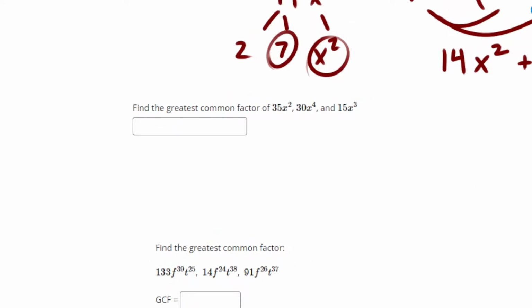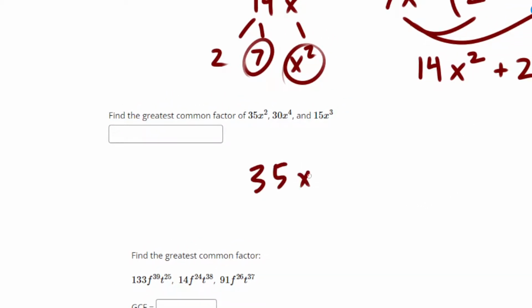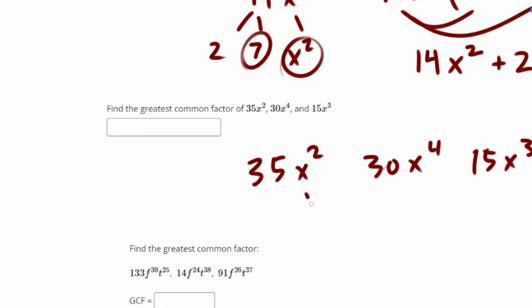Now we're talking about 3. So we have 35x squared and 30x to the fourth and 15x cubed. So these have an x squared. This has 2 x squareds. This has an x squared and an x.